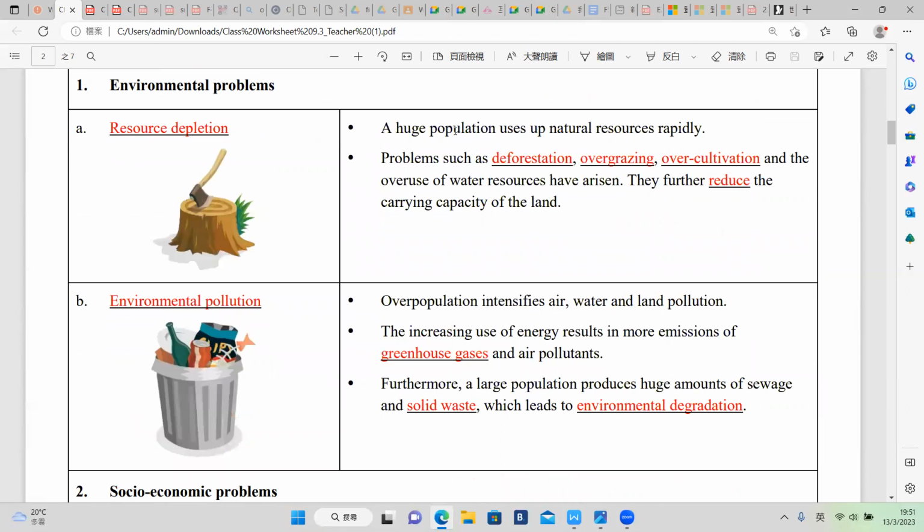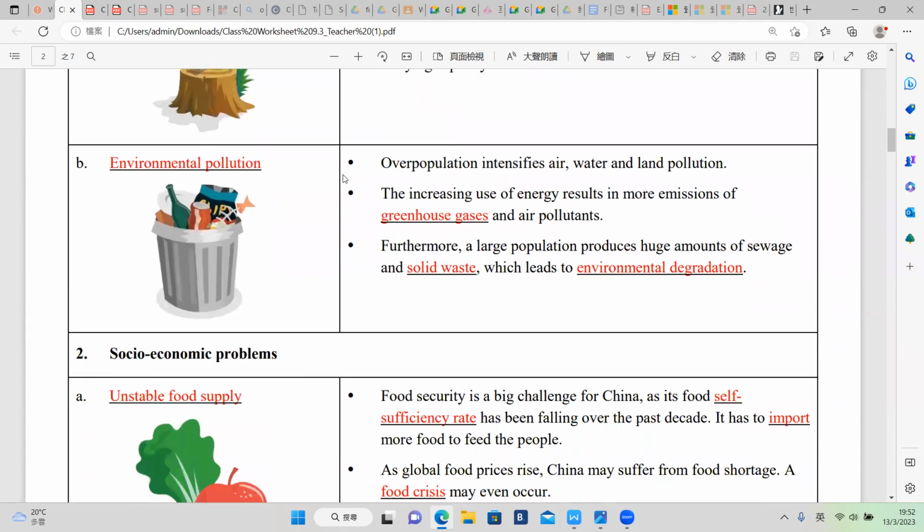Maybe you can suggest what the problems of overpopulation are, which may include resource depletion in general. A huge population means we have to utilize resources rapidly and continuously. For example, deforestation, overgrazing, overcultivation, and overuse of water resources have been rising, and this further reduces the carrying capacity of the land. Environmental pollution may pollute the air, the water and the land. It produces a lot of greenhouse gases and air pollutants, and a huge amount of sewage and solid waste.